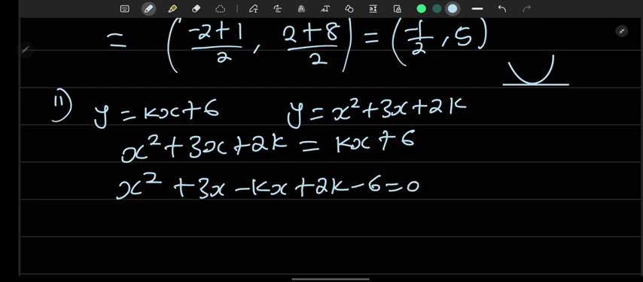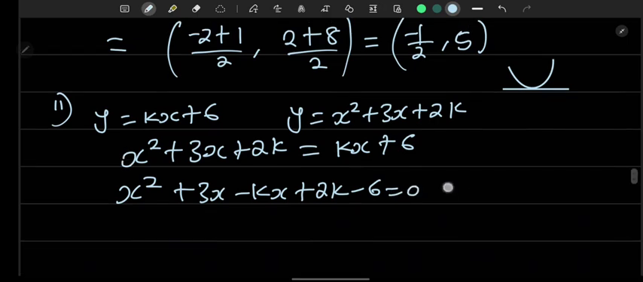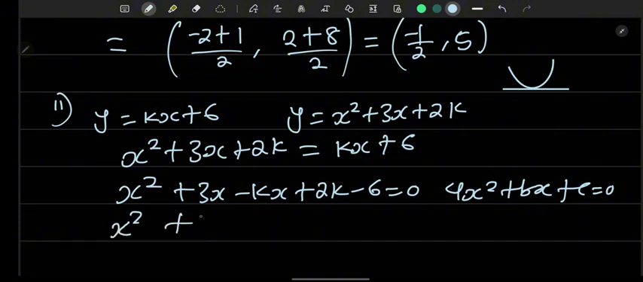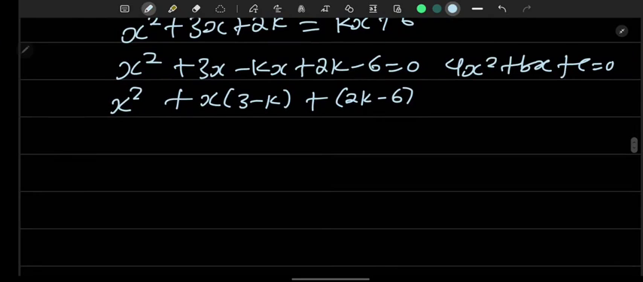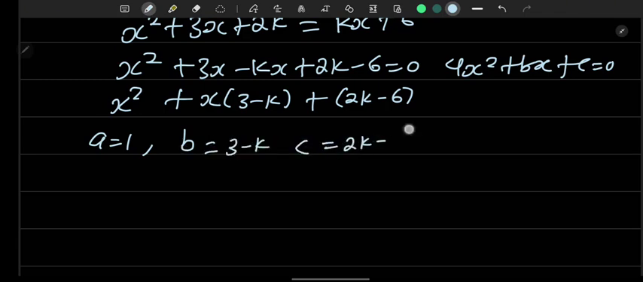Okay, so the next thing to do now is to rewrite this equation in terms of ax squared plus bx plus c equals 0. And to do that, here you need to factorize x so that you have 3 minus k, and this is your constant term, which is 2k minus 6. Okay, since we've rewritten that in terms of this, now we can compare this new equation that we obtained with the general quadratic equation. So by the time you compare that, you will realize that a is 1 here, b is 3 minus k, while c is 2k minus 6.